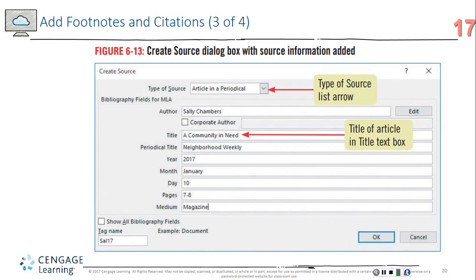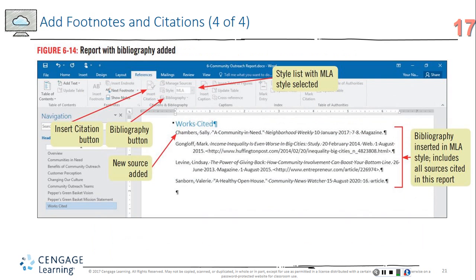Title is A Community in Need. That's the title of the article in the title text box. Periodical title, or say the title of the newspaper or magazine, if we're talking about Time magazine. The year, month, day, pages, medium. Is it a magazine? Is it a newspaper? Is it an online publication? Enter that information in, and then when you're done, you can click the Insert Citation button. And then the bibliography button, and a new source is added.